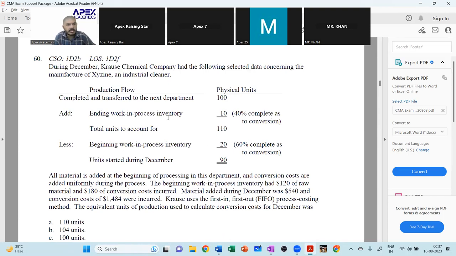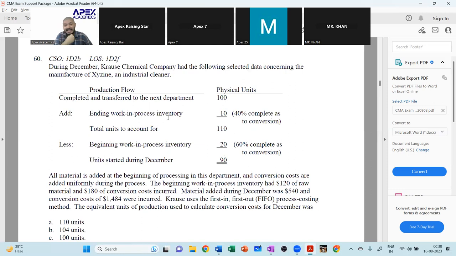During December, Cross Chemical Company has the following selected data concerning the manufacture of Zyzine, an industrial cleaner. Completed and transferred to the next department 100. Add ending inventory of ending WIP inventory. Total units to account for. Beginning WIP inventory. Units started in December. They have purposely given this jumbled up to you in a way that you get confused.